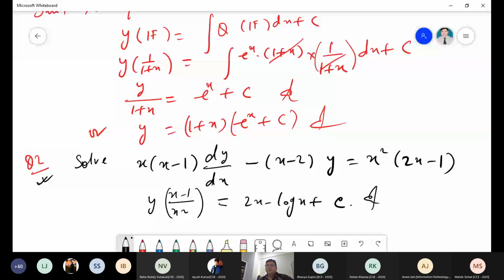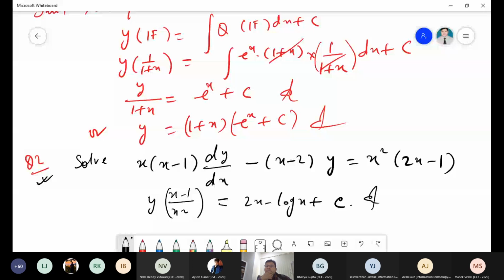Yashwardhan, do you have any other answer? Yes, sir, I have a different one. So what is yours? y into (x minus 1) upon x square equal to x square minus x plus c. Same thing, you are multiplying with the x square, I think. So only 3 people completed this question. Only 3 people solved this question in the class.